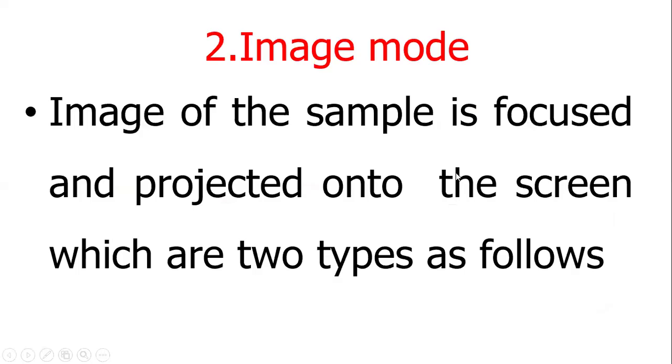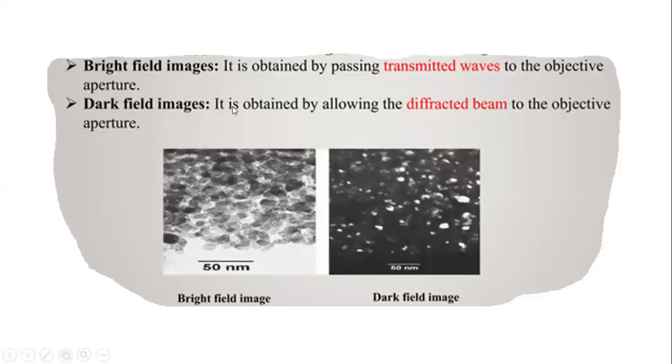Image mode: the image of the sample is focused and projected onto the screen, which has two types as follows. Bright field image: it allows the transmitted beam through the objective aperture. Dark field image: it allows only the diffracted beam through the objective aperture.